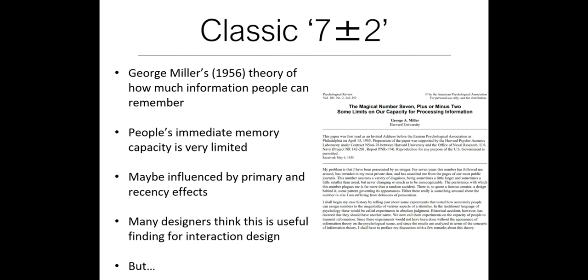Now, what I'm going to be talking about here is kind of a controversial thing. This comes up a lot in information architecture. It's the classic 7 plus or minus 2 problem, a way of thinking about how much information people can actually remember at any one time. This comes from a piece from the mid-50s from George Miller. It basically comes down to people's intermediate memory capacity being limited and possibly influenced by primacy and recency effects. Many designers think this is useful in terms of interaction design.